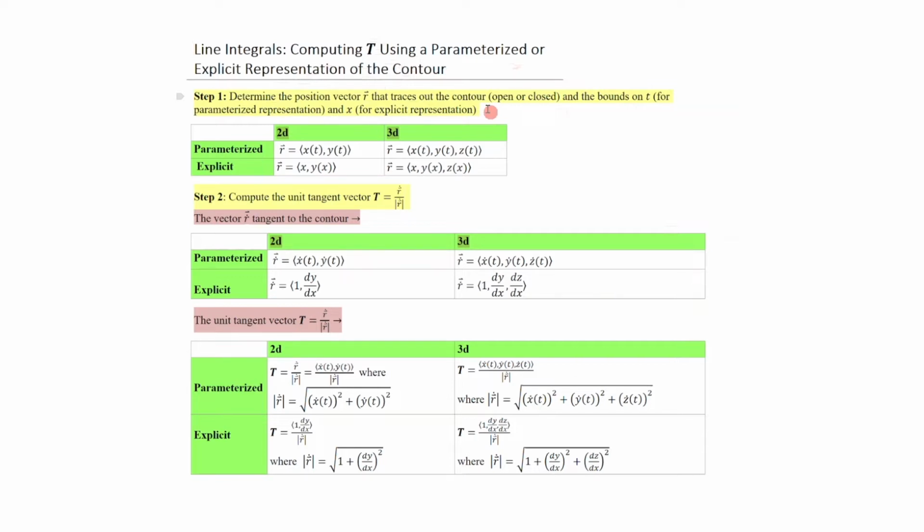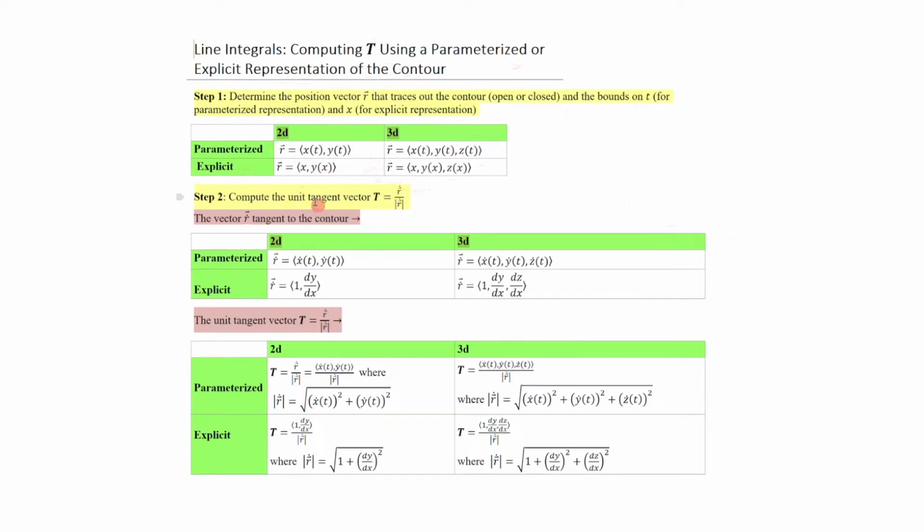So what would this typically look like? Well, in 2D, we'd have some means of parameterizing the contour. In the case of parameterized, it would be X as a function of T, Y as a function of T. For 3D, there would just also be a Z component. For the explicit representation, X remains as is, but the Y component is a function of X. And if we had 3D, then the Z component is a function of X. In both cases, if we're trying to represent a line using a position vector, we need one variable. In this case, it's T. In this case, it's X.